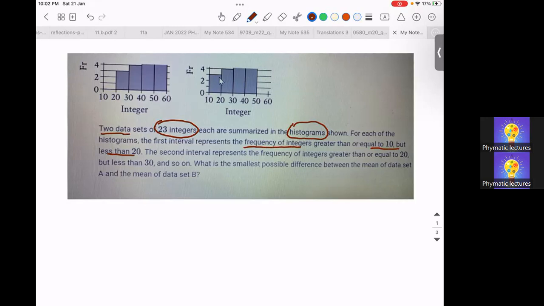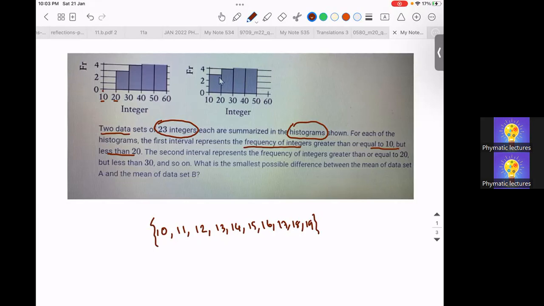So if the first interval represents 10 to 20, what are the possibilities? The integer can take 10, 11, 12, 13, 14, 15, 16, 17, 18, 19. So these are the possible values for the first interval. Am I right? No confusions, right?